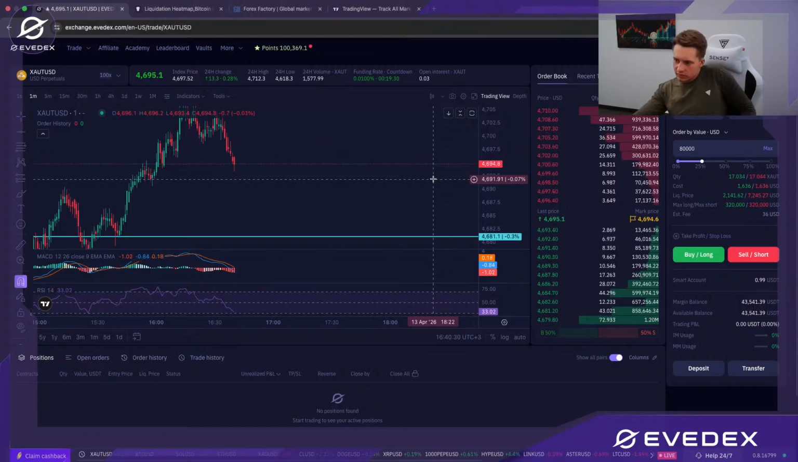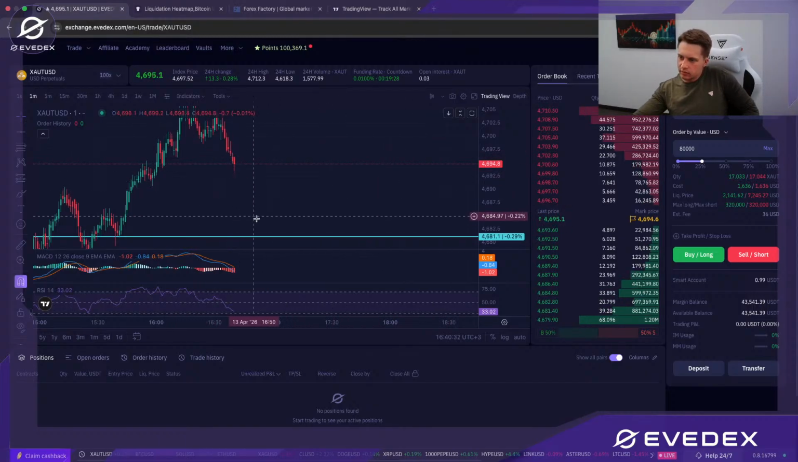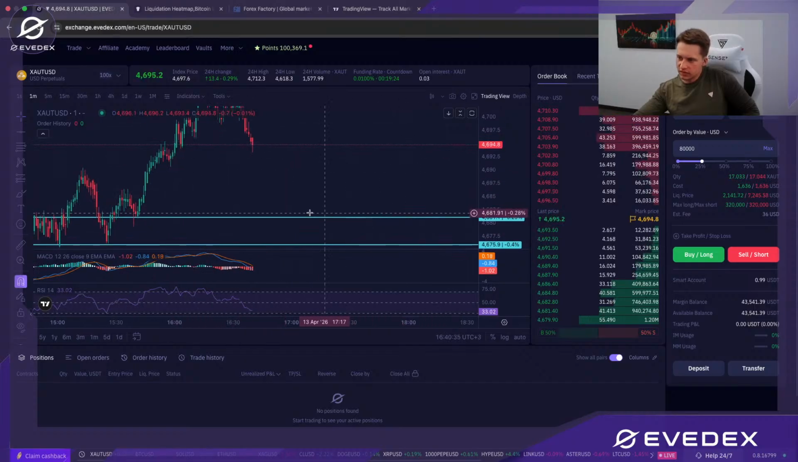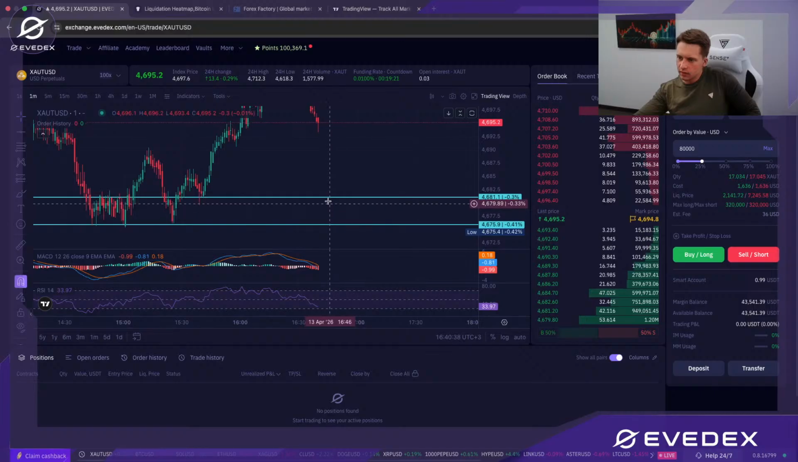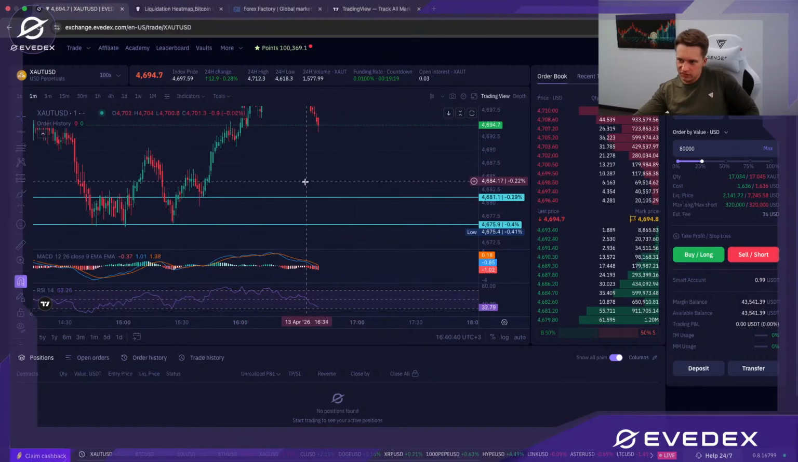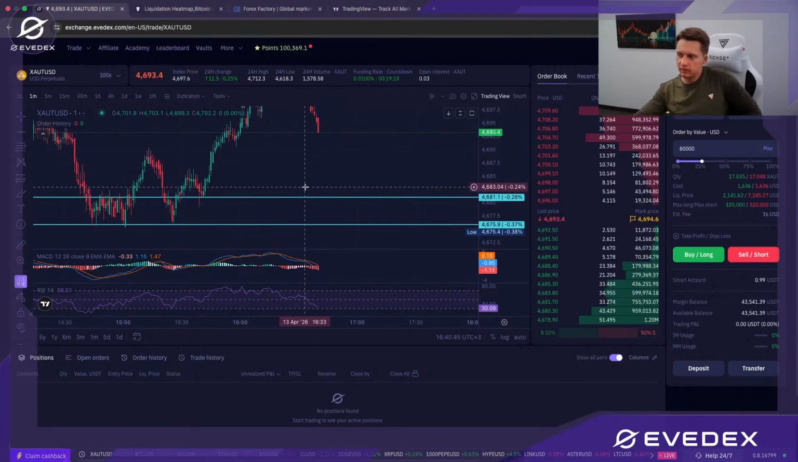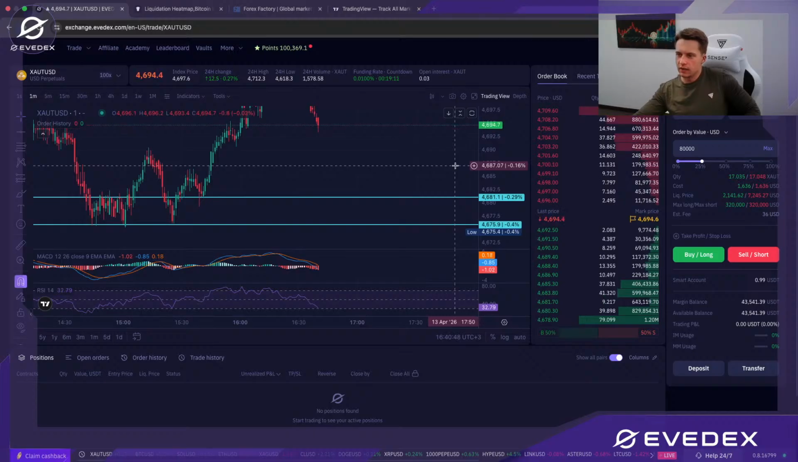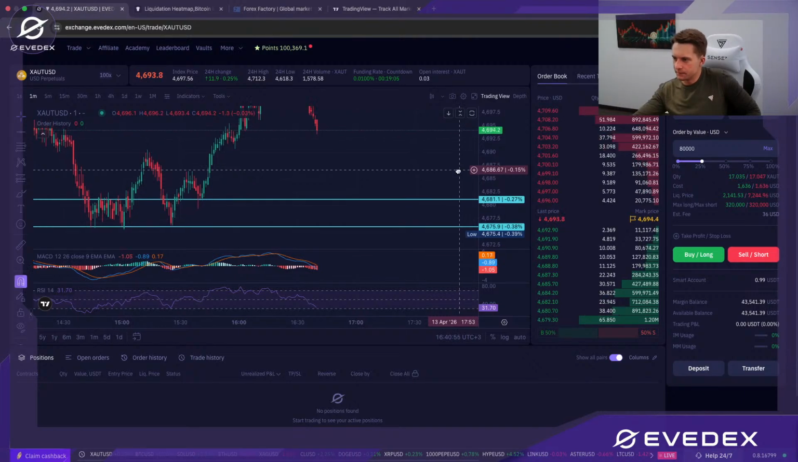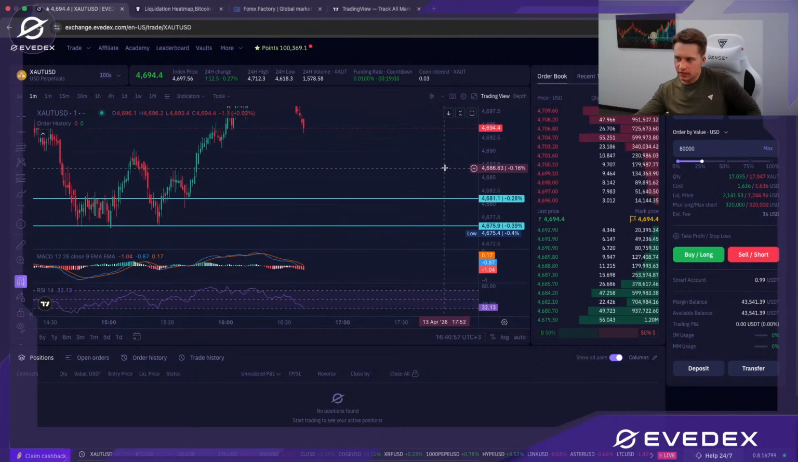Ideally, what we want to see now is a nice continuation down towards that support level and a hit on that support level, and then potentially a slight breakout, and then a reversal back up to the resistance level, which would be great to see. But first we need it to come down to that support level.